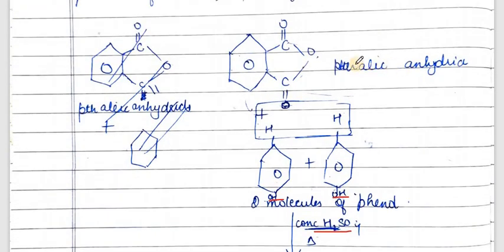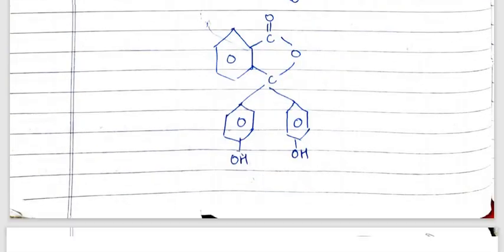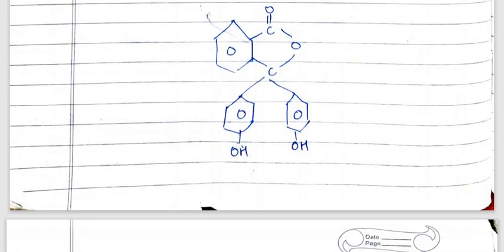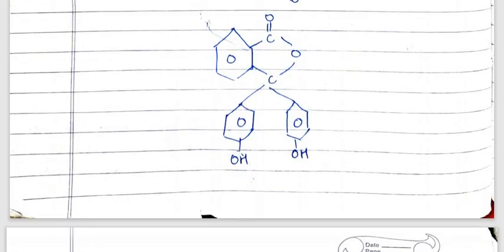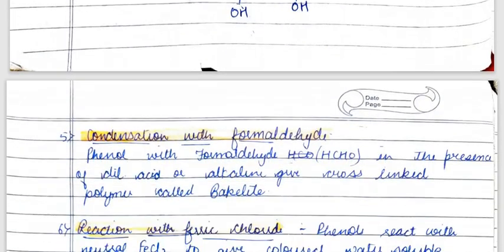That is, this is phthalic anhydride with 2 molecules of phenol in the presence of concentrated sulfuric acid. These 2 rings get attached directly to the carbon, and this water is removed. That is, it is shown as this. So it is phenolphthalein, which is used as an indicator in titrations.